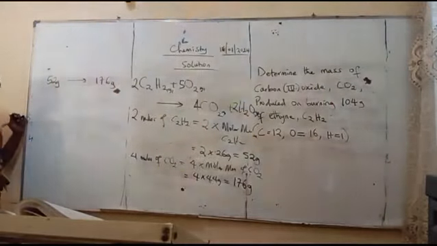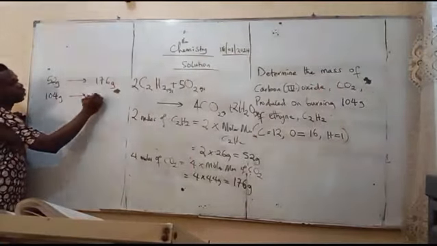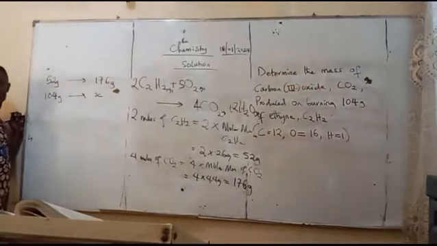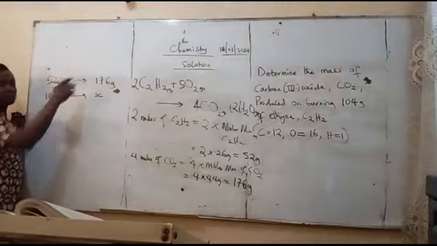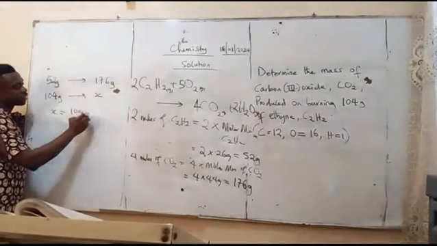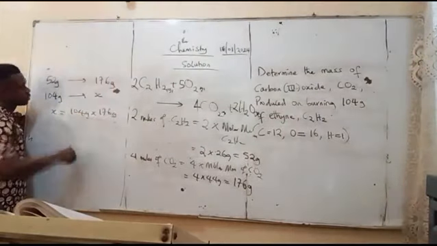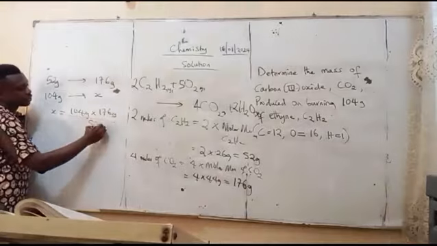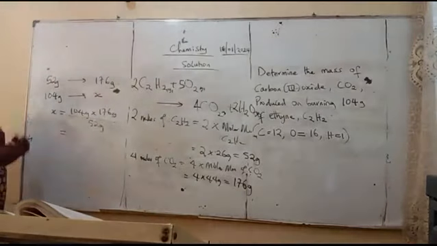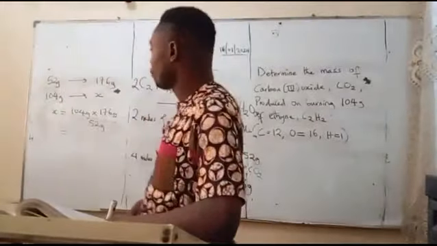Now, 104 gram of ethyne will produce what? We call it X. Are we together? So let's cross multiply. X becomes 104 gram times 176 gram, all over 52 gram. So what's the answer? 104 times 176 divided by 52 is what?